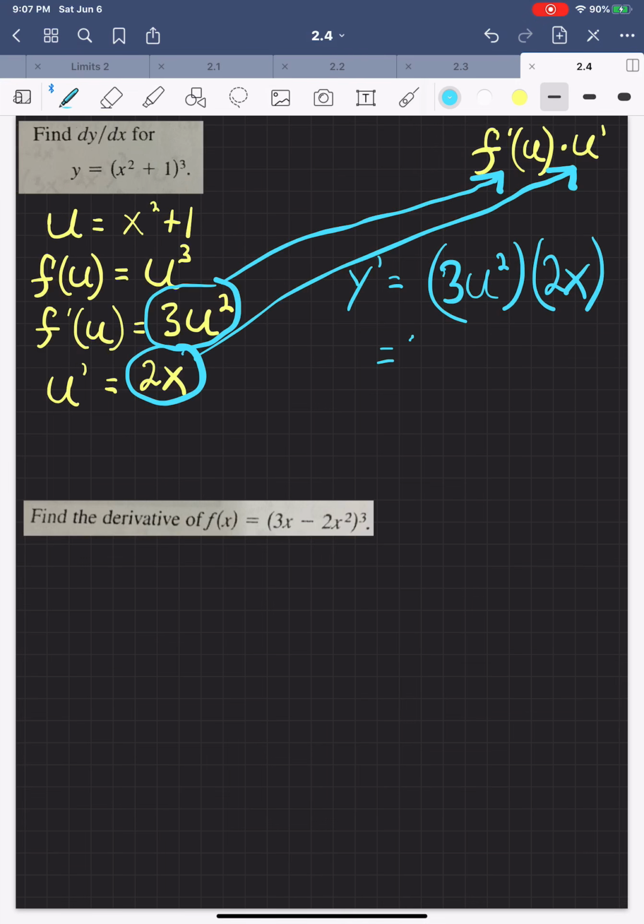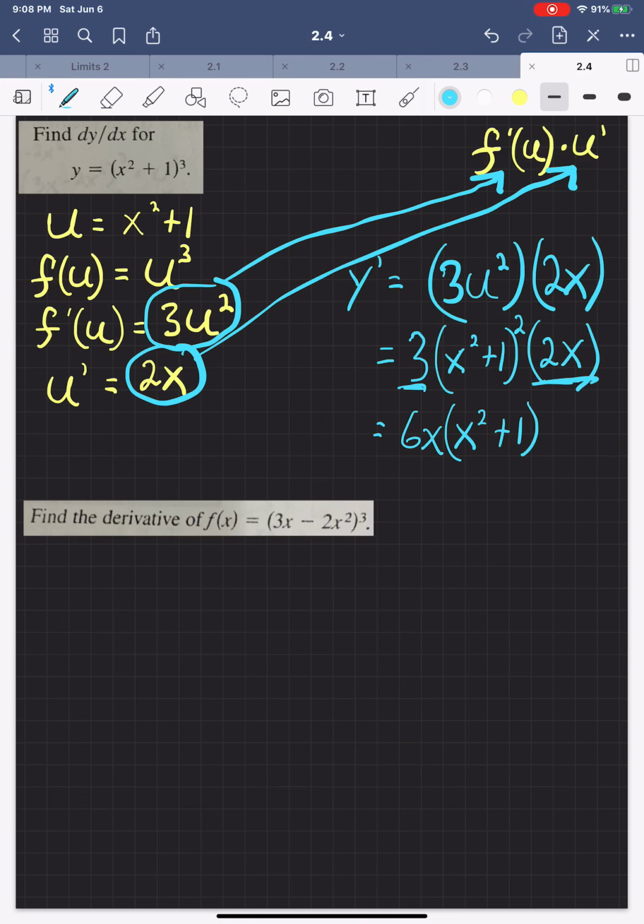So that would be 3 times x squared plus 1 to the power of 2 times 2x. Now you have your derivative in terms of x. And the only thing left to do is just clean it up. We'll say 3 times 2x is 6x. So we have 6x times x squared plus 1 squared. Does that make sense? I hope that makes sense.